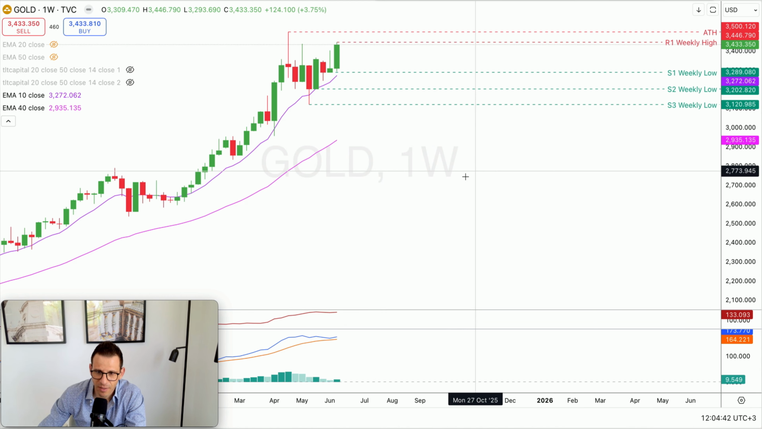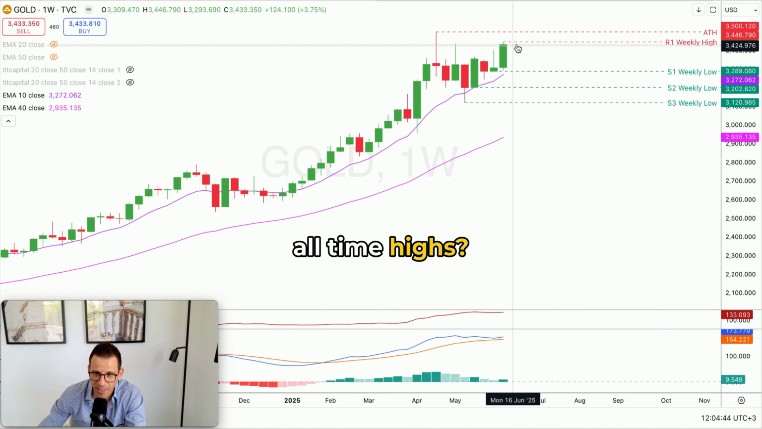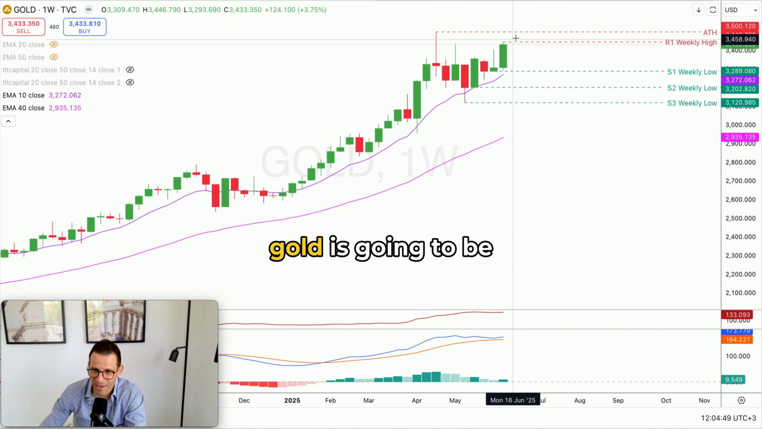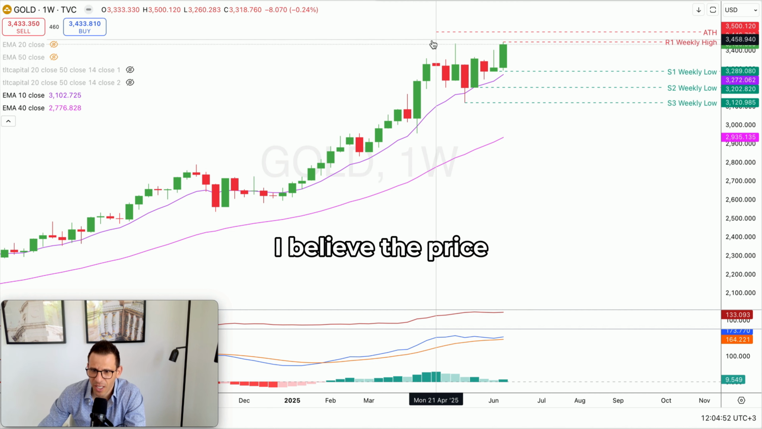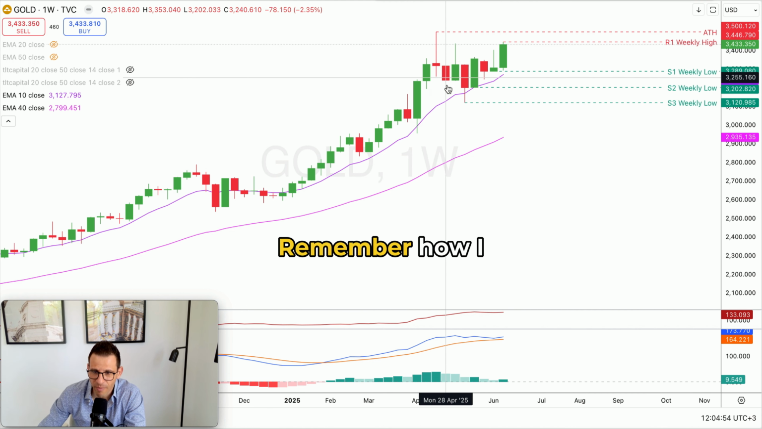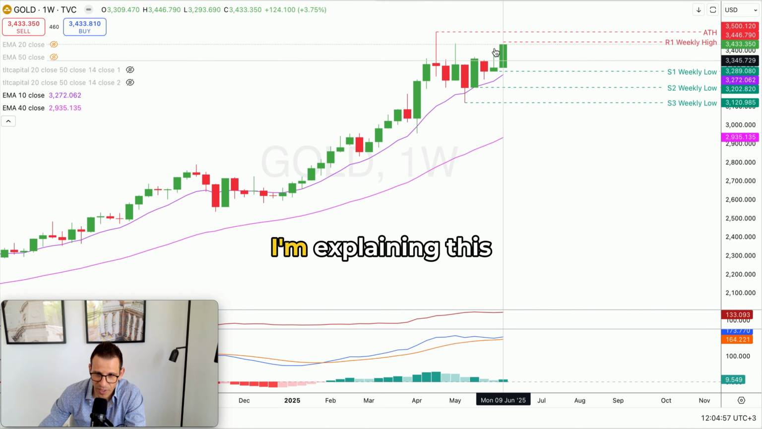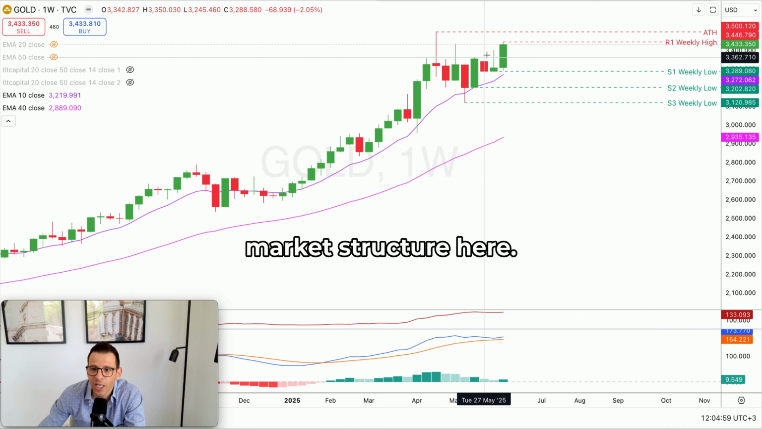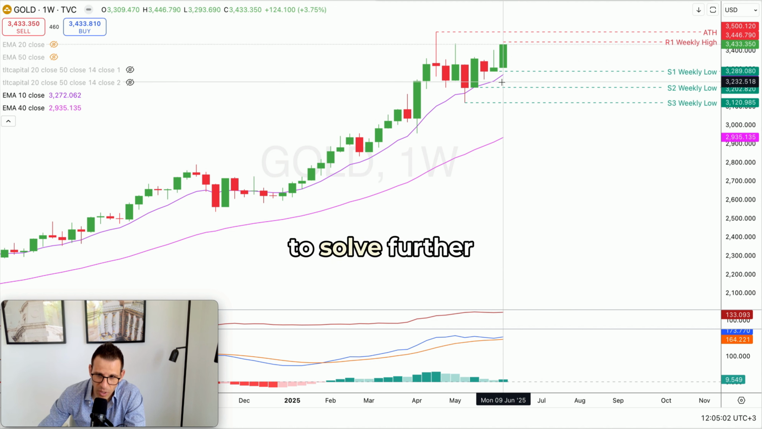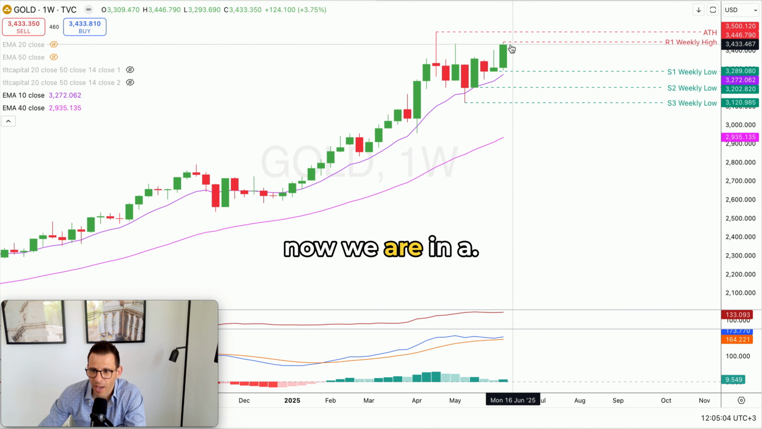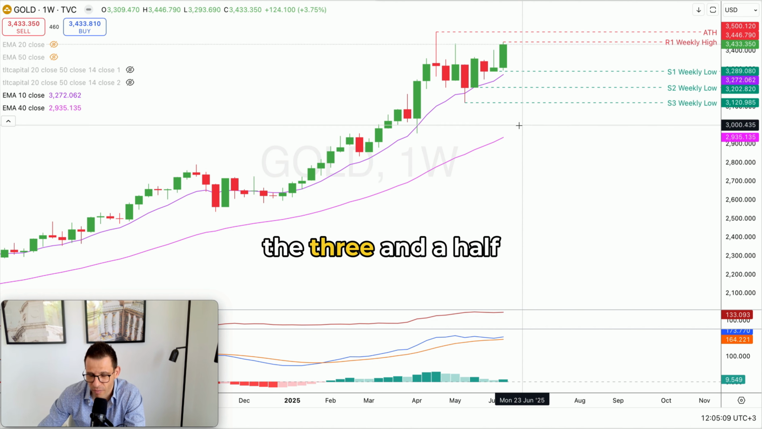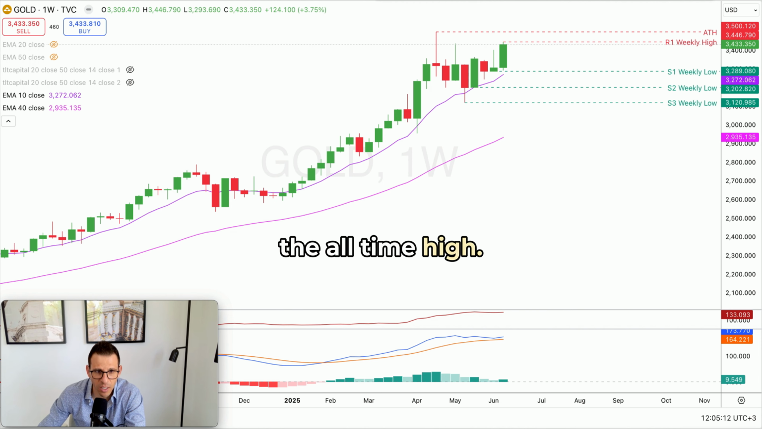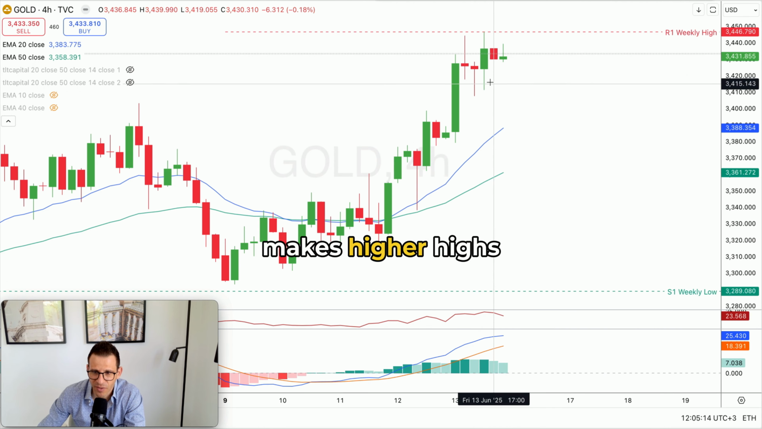Gold. Is it going to make all-time highs? Maybe. Who knows how this is going to open on Monday, because gold is going to be a surprising one, I believe. The price didn't sell off. Remember how I explained it, it's been weeks and weeks I've been explaining this market structure here. The price didn't want to sell further. Now there is a high possibility to see the price reaching $3,500 for the all-time high. On the 4-hour time frame, price makes higher highs and higher lows.